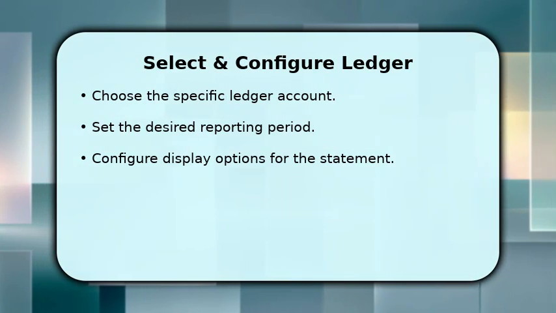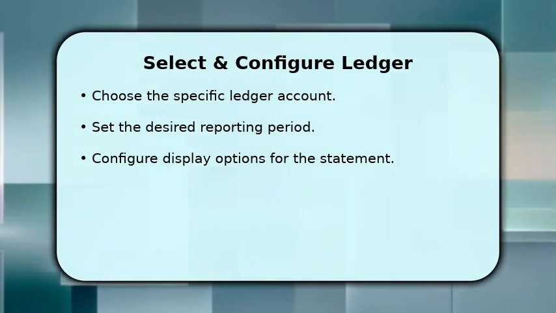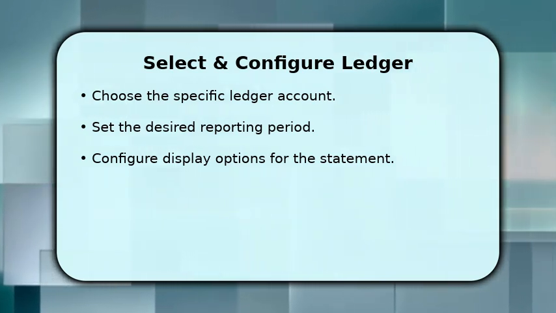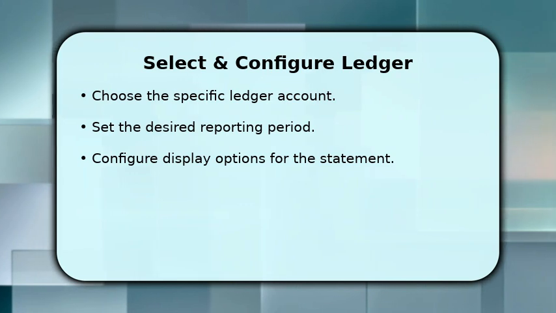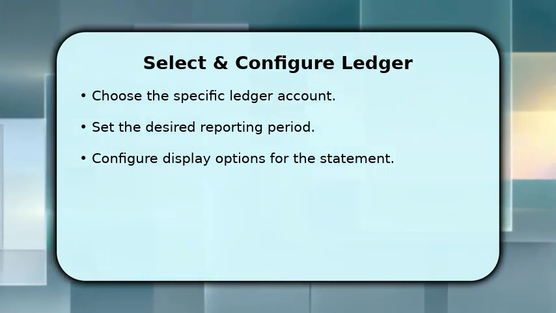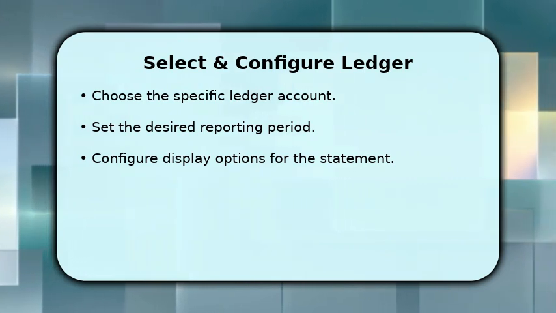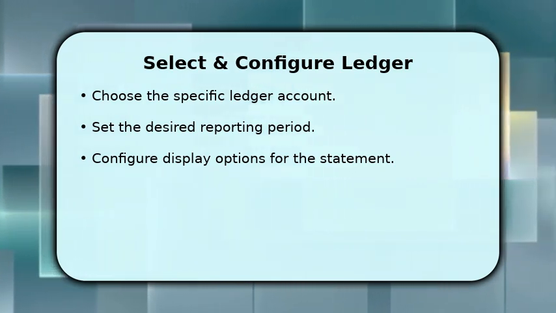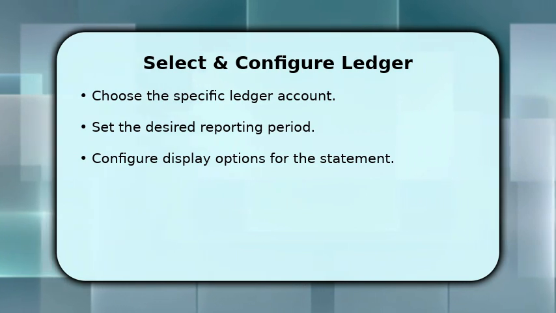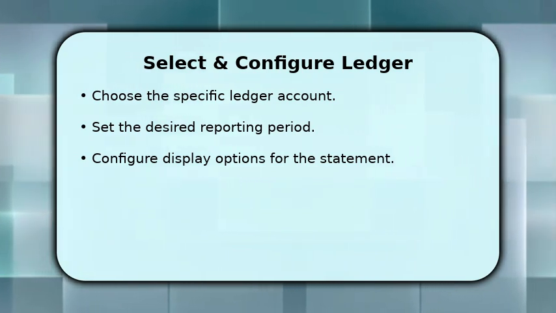Once in Account Books, select the specific ledger account you wish to send. After selecting, you can adjust the reporting period to cover the dates you need. Tally Prime allows you to customize how the statement appears, ensuring it meets your requirements. This flexibility helps present clear and accurate financial information to your recipients, making the statement easy to understand.